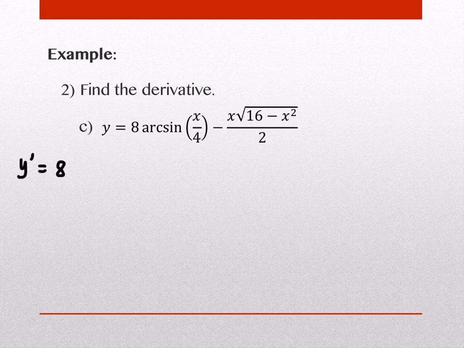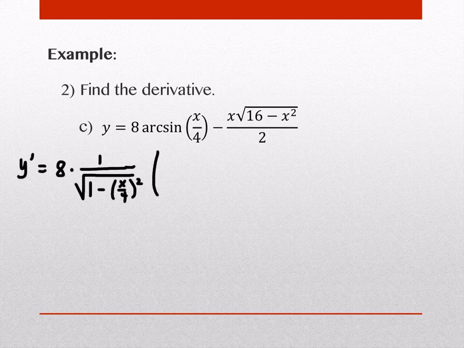What's the derivative of arc sine? 1 over square root of 1 minus x squared. So 1 over the square root of 1 minus our x, which is x over 4 here, squared. Okay, I need to do one more thing. What is it? The derivative of x over 4, which is 1/4. Okay, everybody good so far?